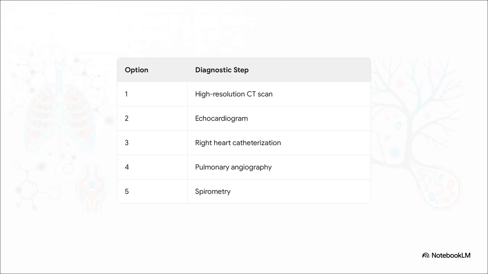Option 4, pulmonary angiography, is reserved for chronic thromboembolic disease, not primary vascular remodeling. And finally, option 5, spirometry with bronchodilator response, assesses for obstructive diseases like asthma, which is entirely inconsistent with a normal FVC and right heart strain.